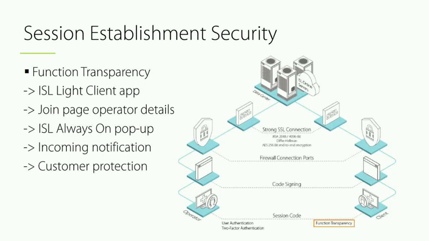So on the ISL Lite client application, the client has to download it, and of course he agrees to enter the session code in that application. Then the second option is the join page with operator details. If he doesn't want to download the ISL Lite client application at the beginning, he just has to go to the join page, which could be nicely rebranded to, let's say, your company, and he will enter the session code there. After entering the session code, he will see the operator who would like to connect to his computer.